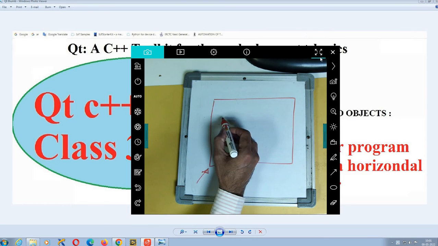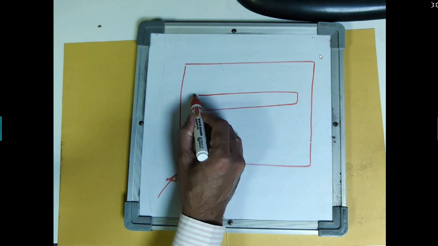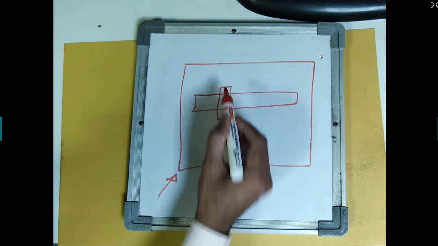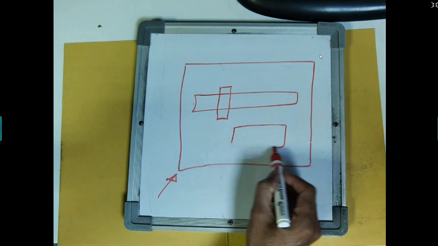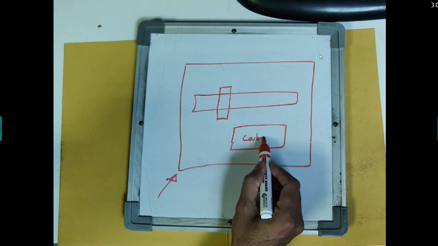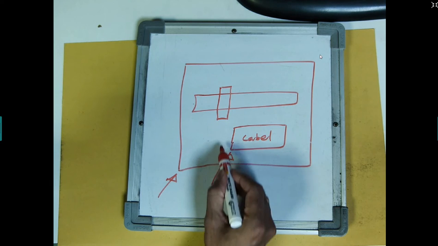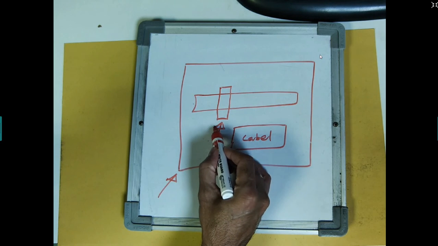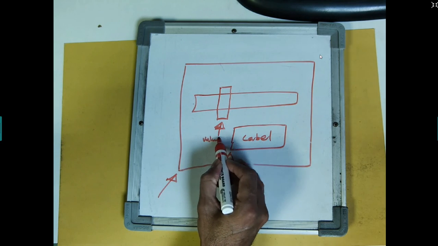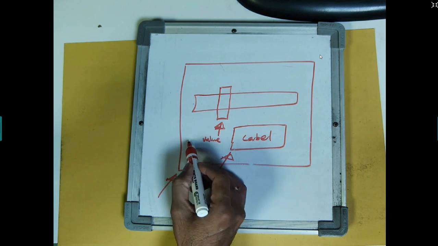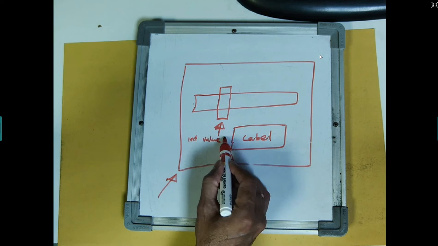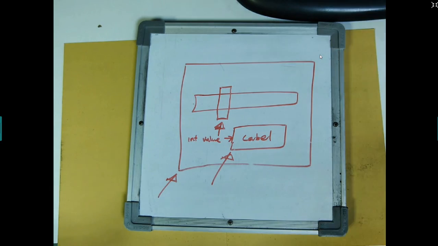And here you are going to create a slider. It's a horizontal slider or horizontal scroll bar, and you are going to have a label where you are going to display the current value. This value is going to be the value of the horizontal scroll bar, which will be an integer value which will get displayed into this. So how do you do that?